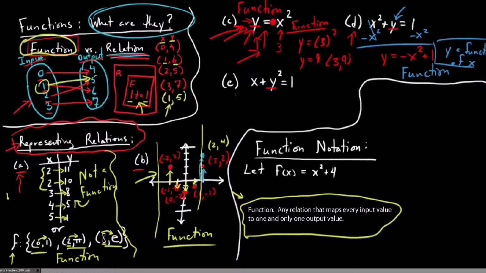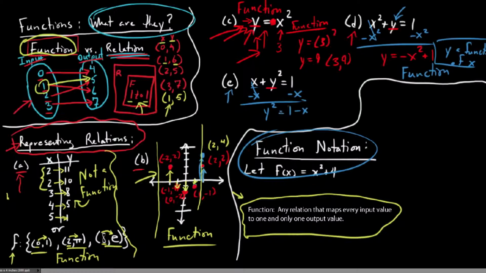Okay, so let's look at example E here, and we'll talk about some function notation, and then we'll move on. Our intent here is to isolate y. Our question is, is y a function of x? So to isolate y, let's start by getting rid of this x term here by subtracting x from both sides. We see that y squared is equal to 1 minus x.